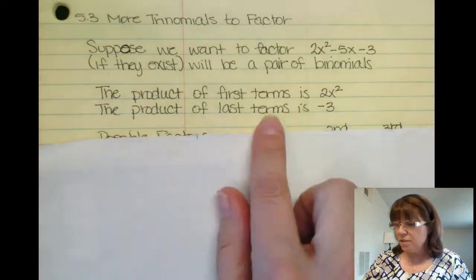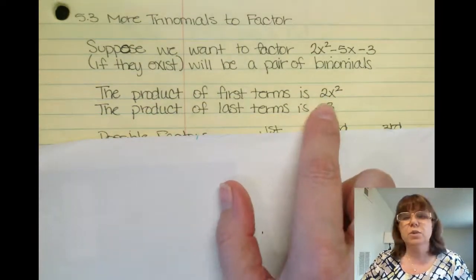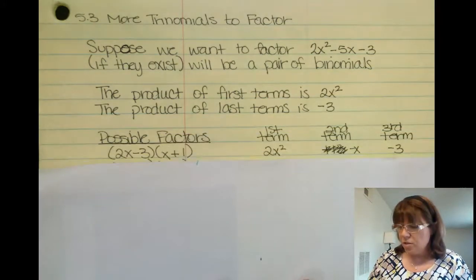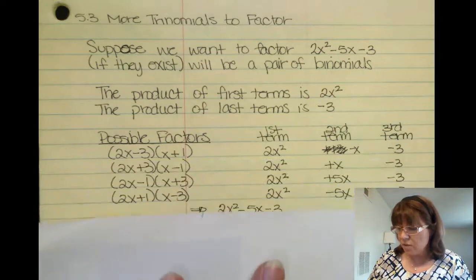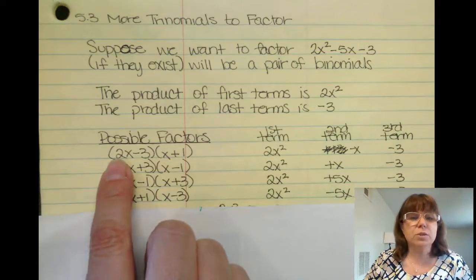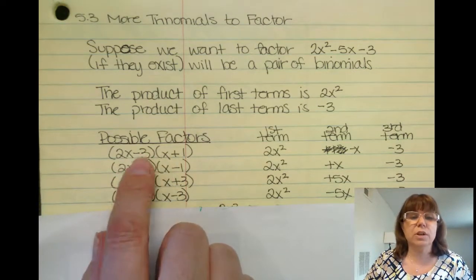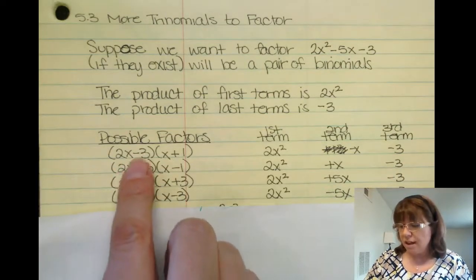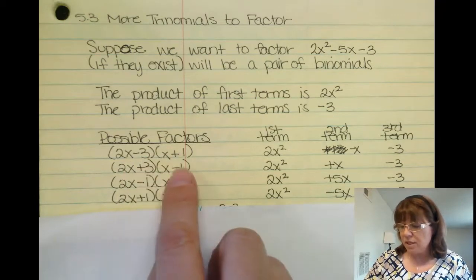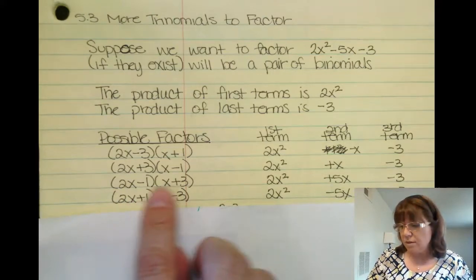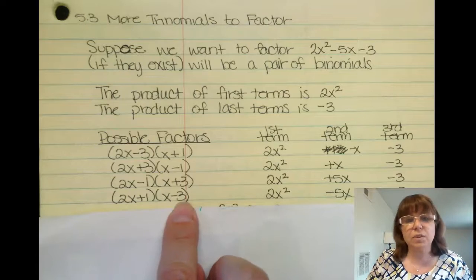So the product of the first term is 2x squared. The product of the last term is negative 3. So the possible factors, I'm just going to go ahead and do all possible factors. Well, 2 only breaks down into a 2 and a 1, and a 3 only breaks down into 3 and a 1. But it is negative. So my possible factors are a negative 3, 1, a positive 3, negative 1, and then flipping them. So now I have a negative 1, positive 3, positive 1, negative 3.